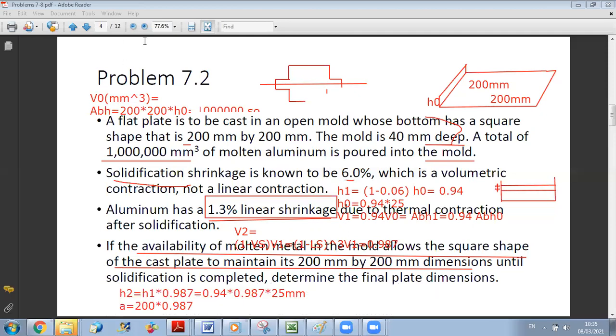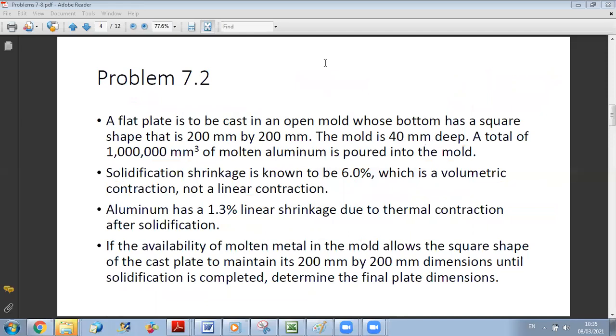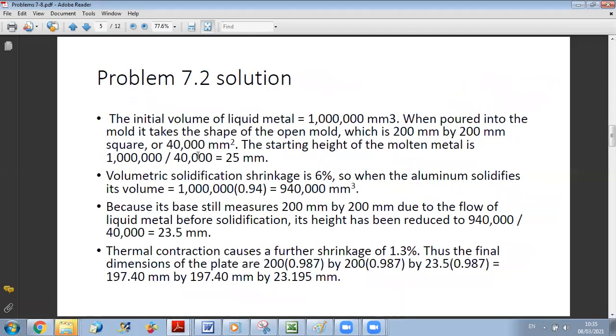So we can see here together the details of the solution. Let me check. Okay, in the initial step, they got the starting height. And then from the volumetric solidification shrinkage, they got the new volume, and then they divided by the base area. Here they did it in a more complex way. They could directly say that since the base is not changing, the height is reduced by 6%. So you will get, of course, the same result. The height after phase 1 of shrinkage is 23.5 millimeter, while the base maintains its dimensions.